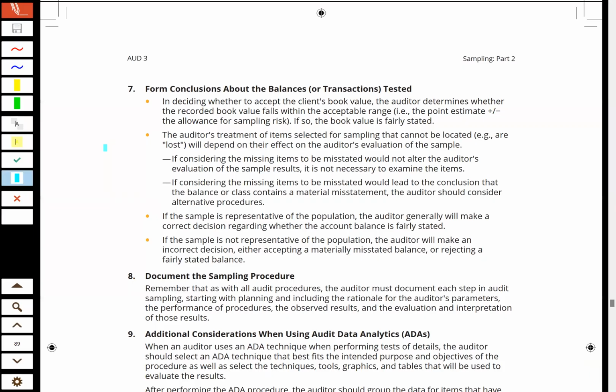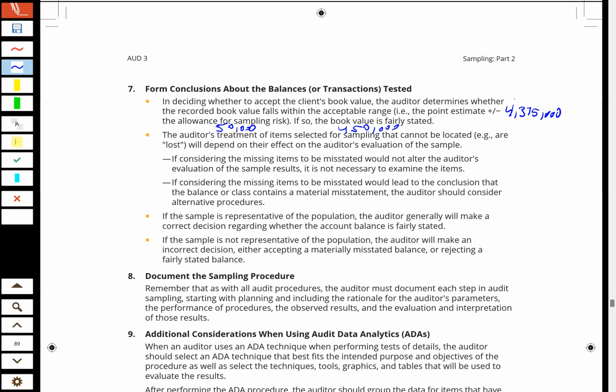So using mean per unit on the previous page, we had a point estimate of 4,370,000, right? That was just using mean per unit. And then I said the allowance for sampling risk was 50,000. And the book said that the client balance was 450. Is that about where we were? Okay. Now I take that 50,000 and I add it to the point estimate using mean per unit.